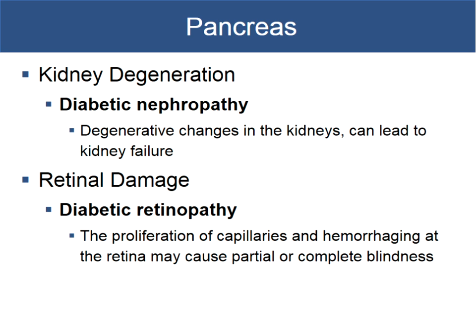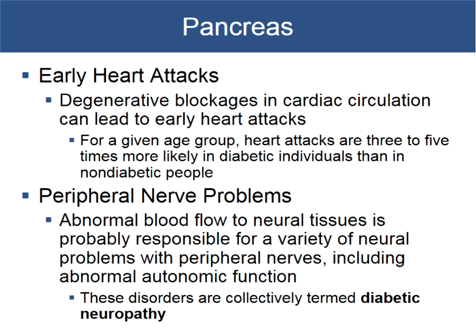It goes very fast. Diabetic nephropathy is a degenerative change in the kidney that can lead to kidney failure, where the nephrons, the actual parts of your kidney that are meant to filter your blood, are not working properly, so that leads to the kidney failure that we talked about. Retinal damage, diabetic retinopathy: the capillaries start to hemorrhage and cause the retina to detach, and can cause partial or complete blindness. Early onset heart attacks, we just talked about.